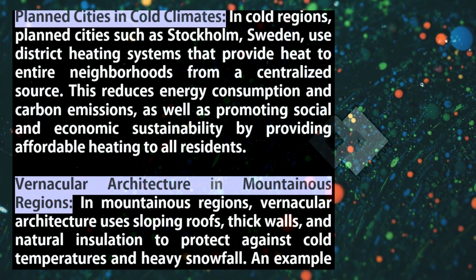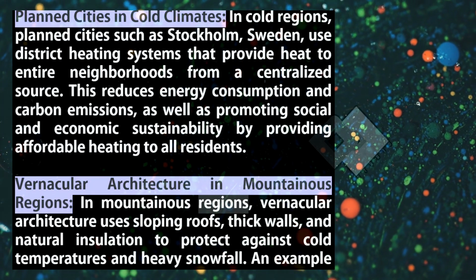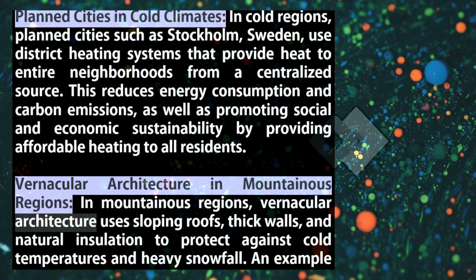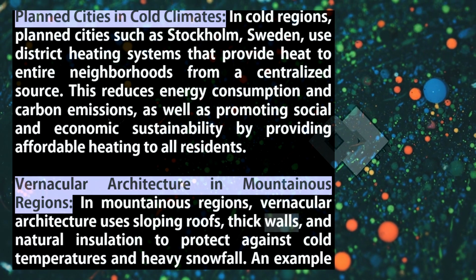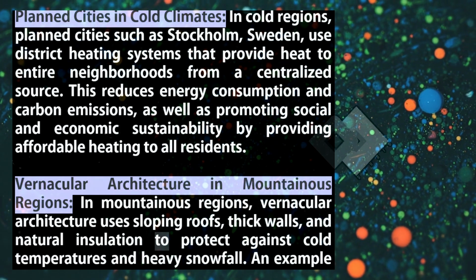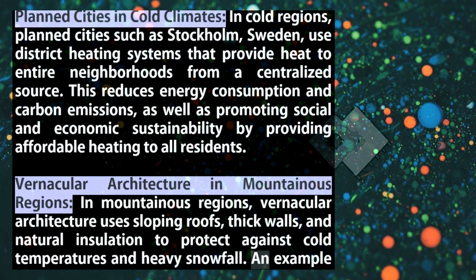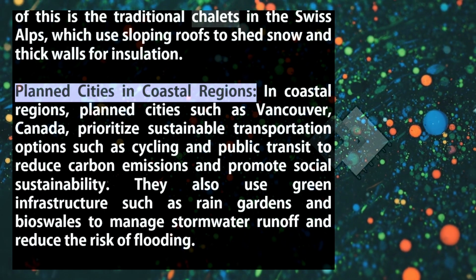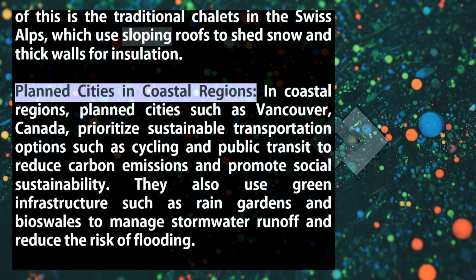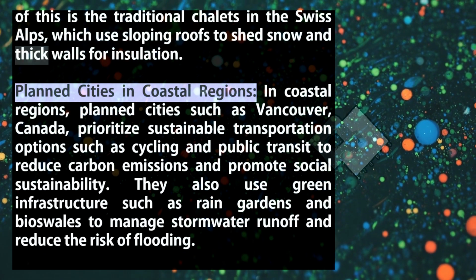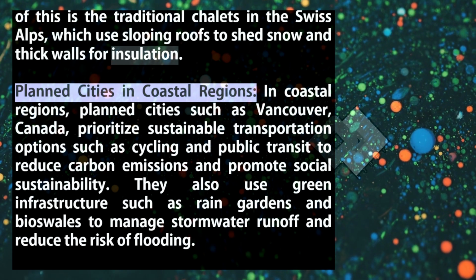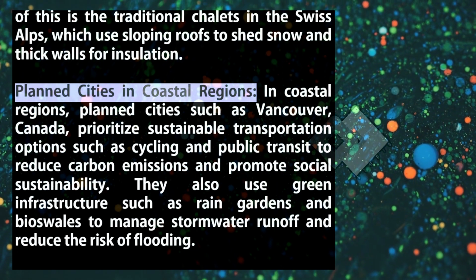Vernacular architecture in mountainous regions. In mountainous regions, vernacular architecture uses sloping roofs, thick walls, and natural insulation to protect against cold temperatures and heavy snowfall. An example of this is the traditional chalets in the Swiss Alps, which use sloping roofs to shed snow and thick walls for insulation. Planned cities in coastal regions.